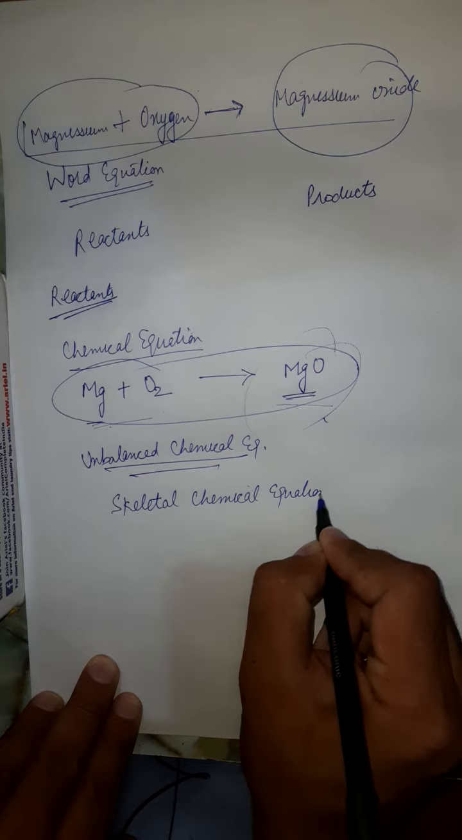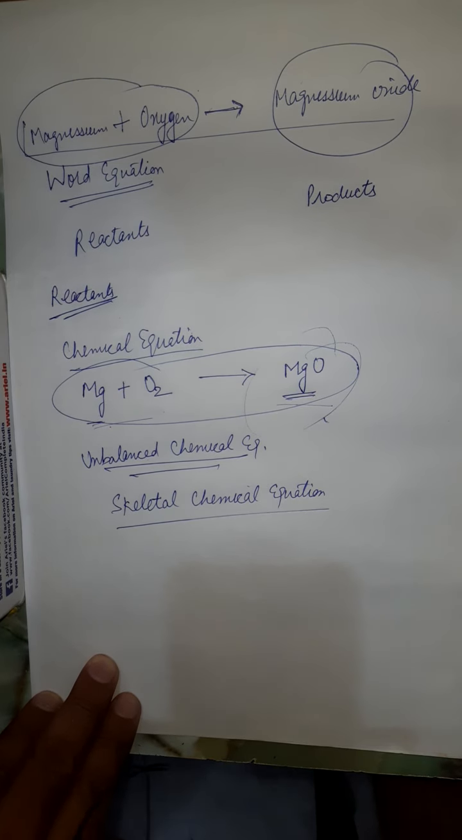What do you mean by skeletal chemical equation? You can note down: the unbalanced chemical equation in which the number of atoms of elements is not equal in reactants and products is known as a skeletal chemical equation.